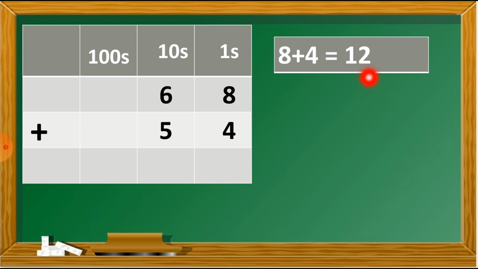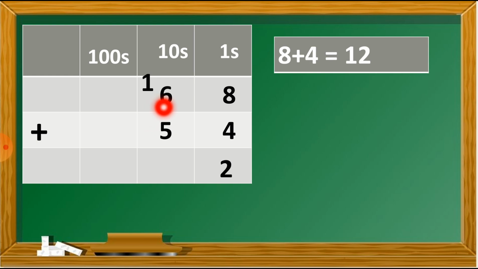So in the 12, the number 2 is the ones value. So I have to write down number 2 under the ones column this way, and the 1, which is at the tens place, I have to put as a carry forwarded number on the tens column. So I write number 1 here as a carry forwarded number.